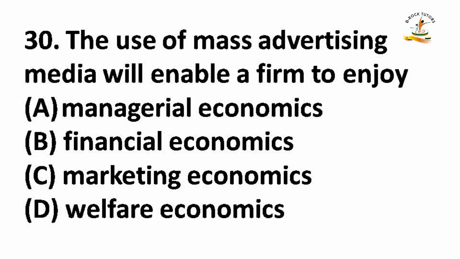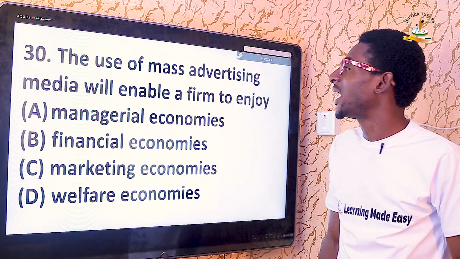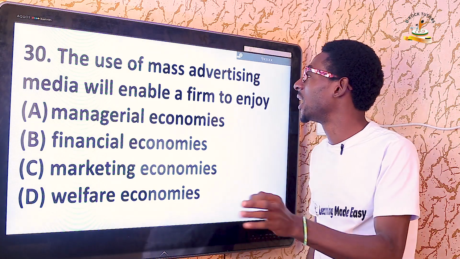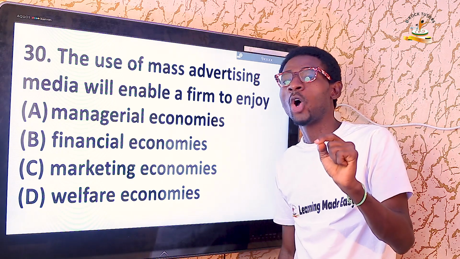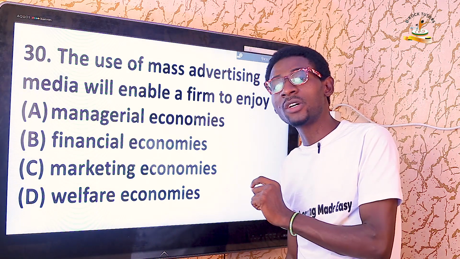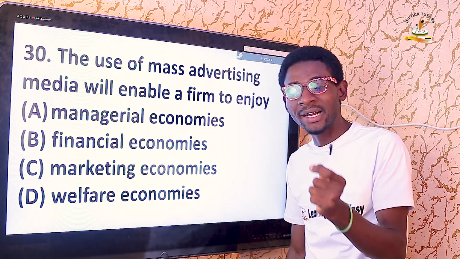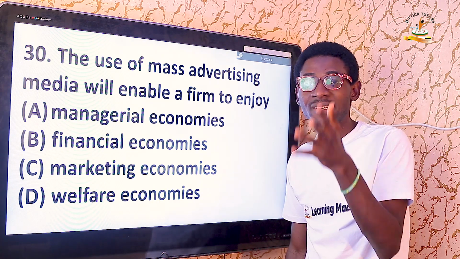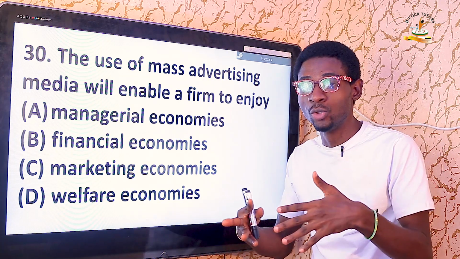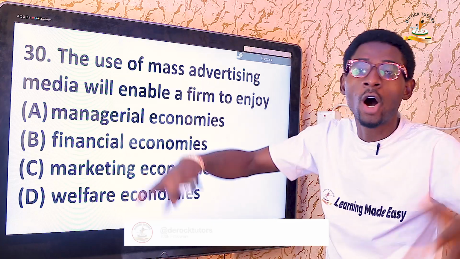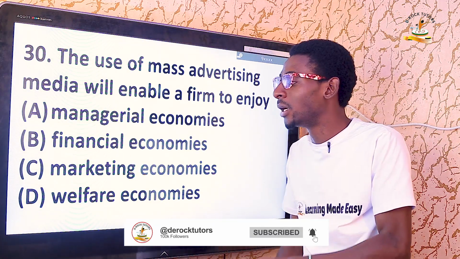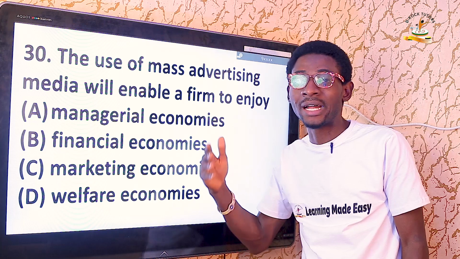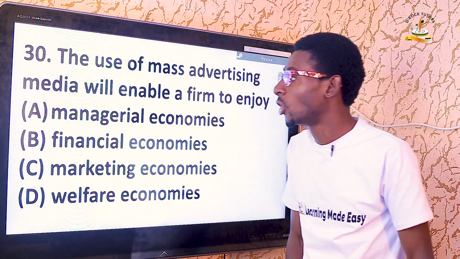30. The use of mass advertising media will enable a firm to enjoy. Now, when you see a question, there are important things to look out for. The first thing to look out for here is, what is advertisement? It is the creation of awareness of the existence of a product, either old or new, in the market to the general public in order to increase the sales. When we say mass advertising media, they are media or instruments used to reach a larger part of the population or market, and that will make the firm enjoy what we call marketing economies of scale, and that's under internal economies of scale. So number 30 is option C. 31.